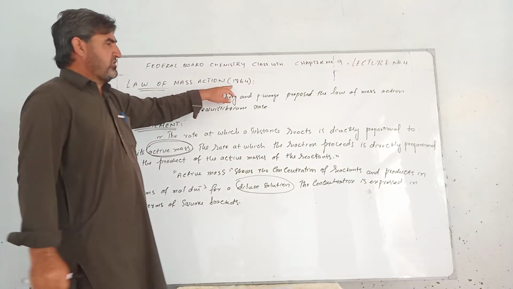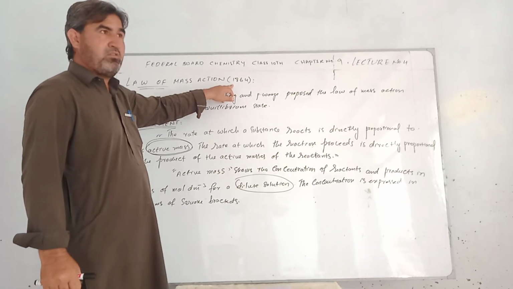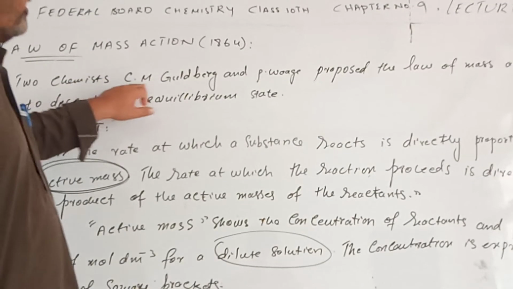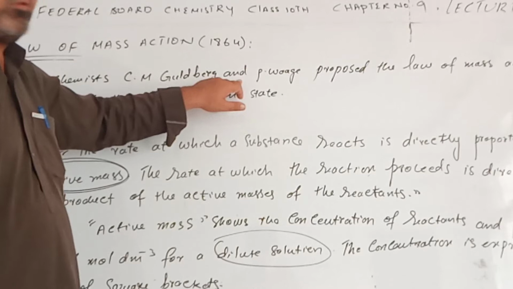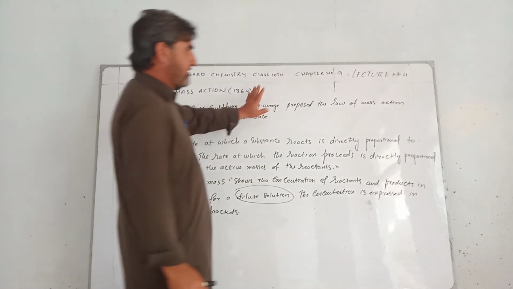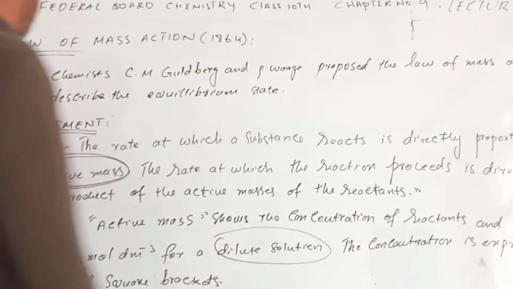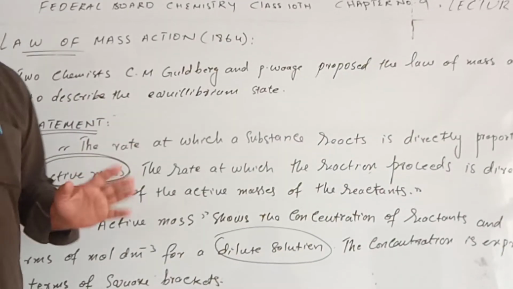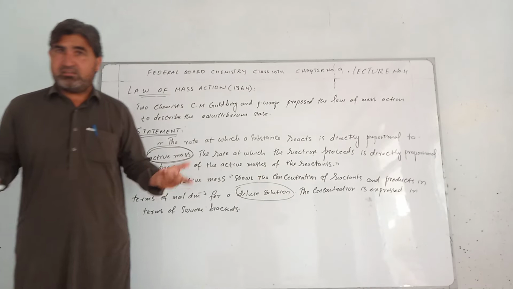This was proposed in 1864 by two chemists, C.M. Goldberg and P. Waage. They proposed the law of mass action to describe the equilibrium state. And what is the equilibrium state?